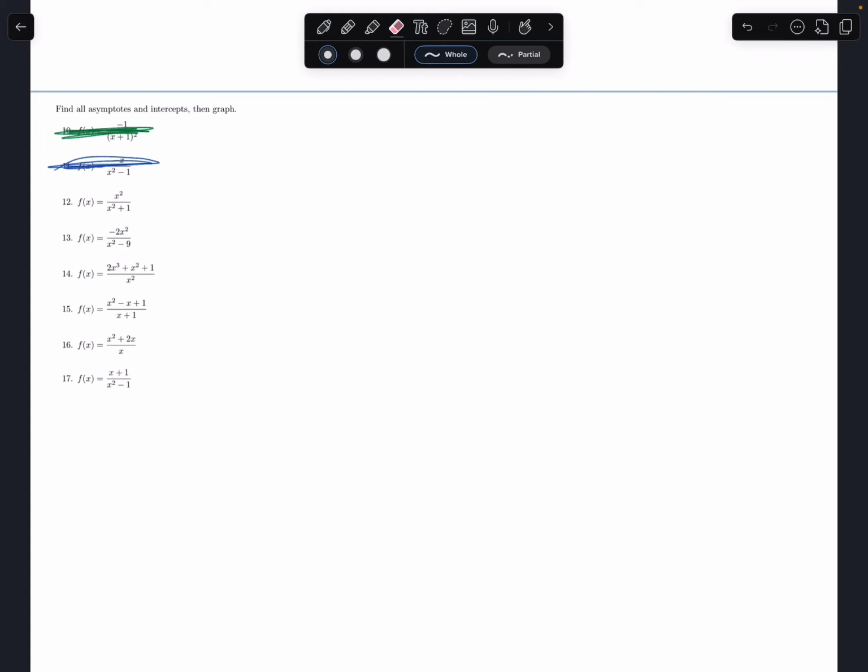Okay, all right, here we go. Number 12. Looking at this, I get the same power on top and bottom. So that means I'm expecting to have a horizontal asymptote at the quotient of those two coefficients. But let's work it out. So let me write it up here. I'm going to write it as y equals x squared over x squared plus 1. x squared plus 1 is not factorable, so it is in lowest terms already.